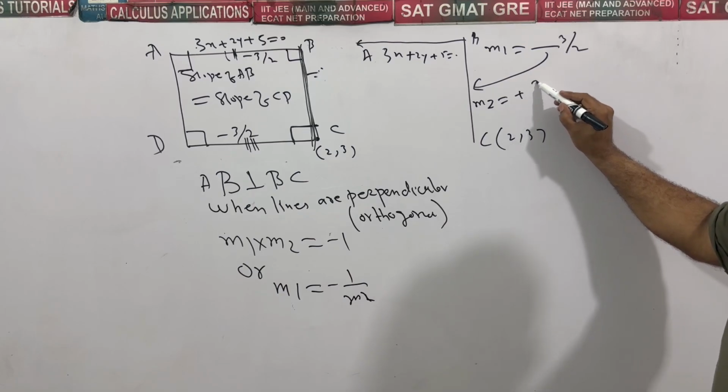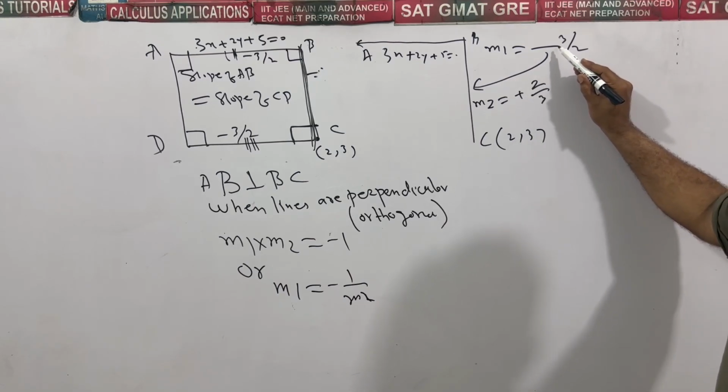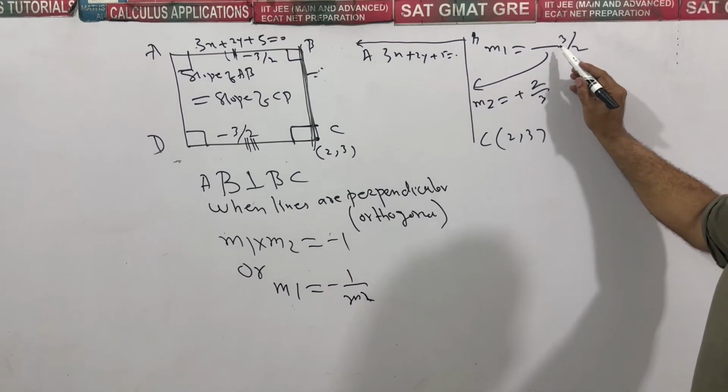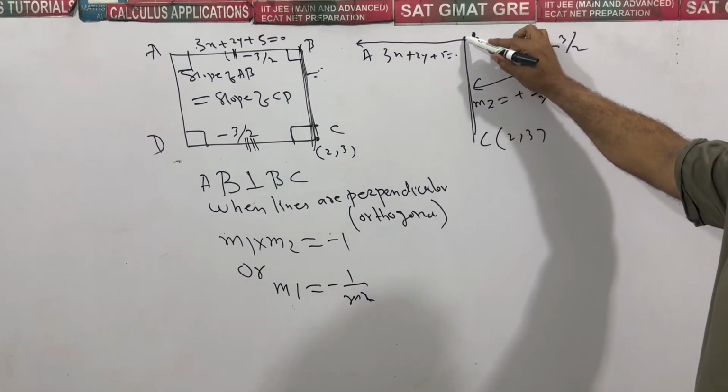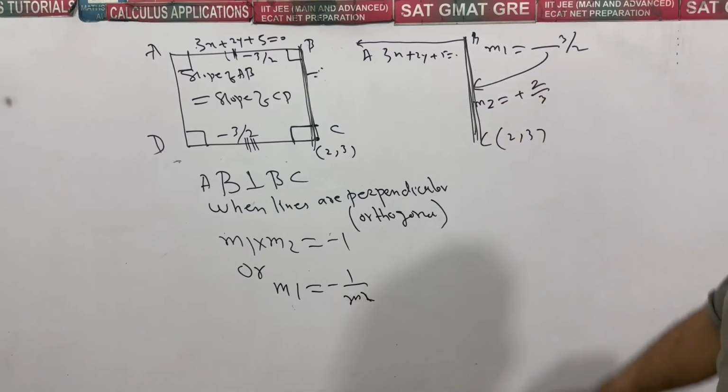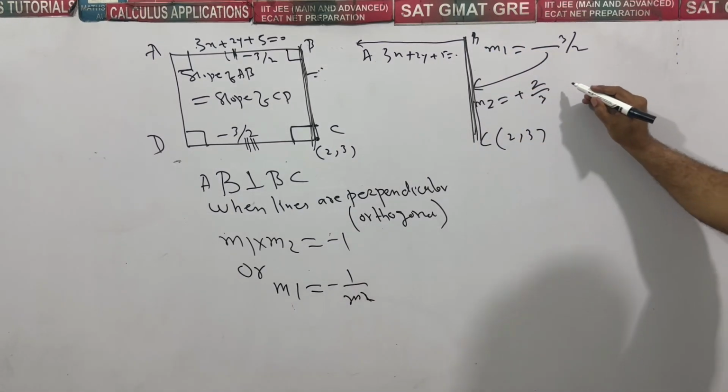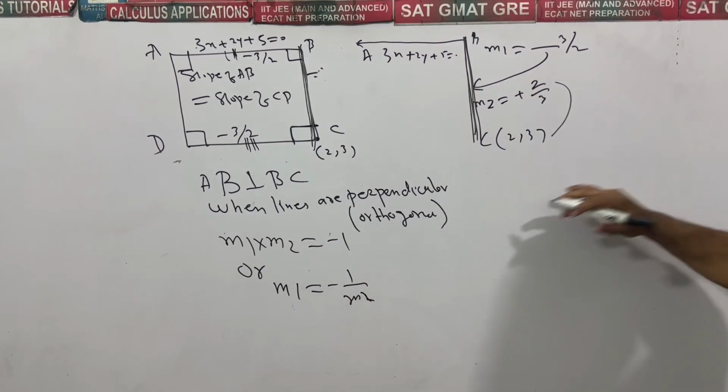To find the equation of BC, it will be turned to the negative reciprocal. Change the symbol and make it reciprocal. This is the slope of BC. Again, we have a gradient and a point. We can utilize its equation.